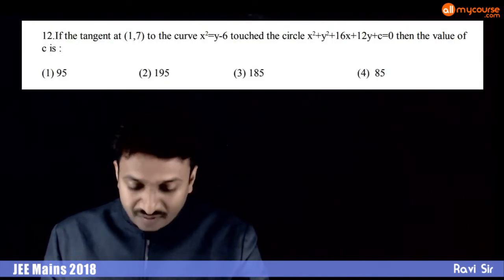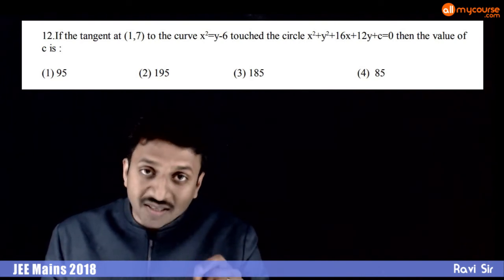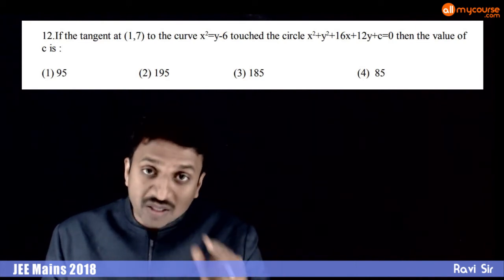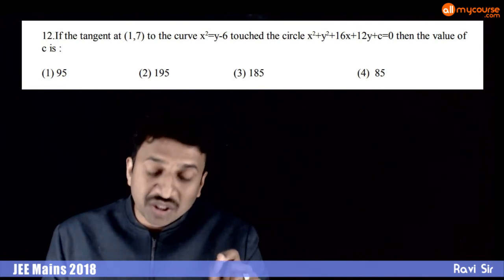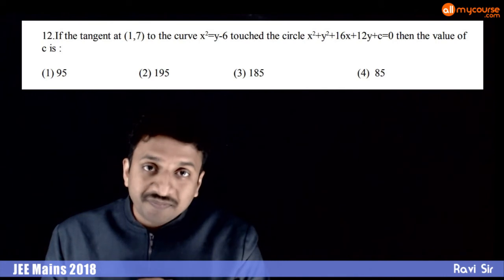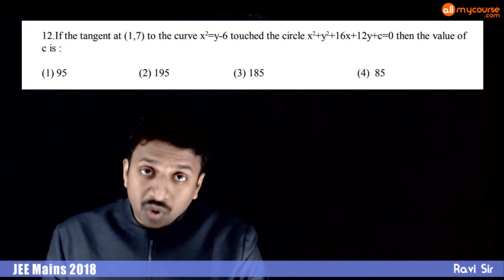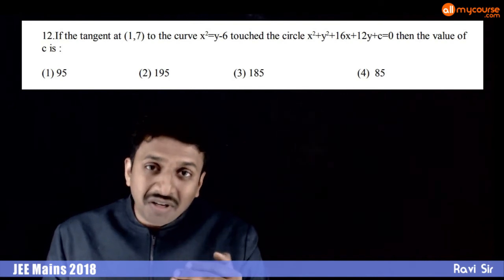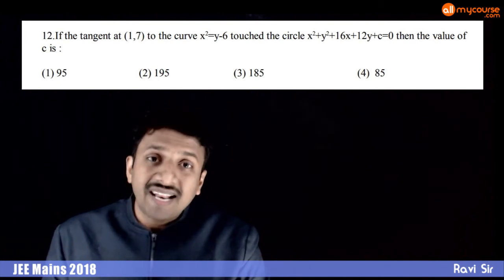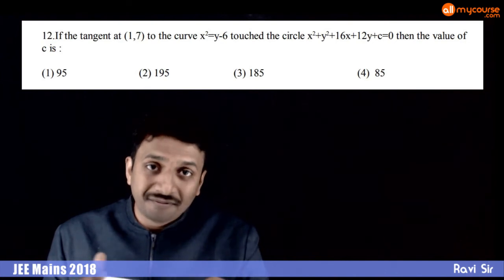Next, question number 12. If the tangent at (1, 7) to the curve x² = y − 6 touches the circle x² + y² + 16x + 12y + c = 0, what is the value of c? You need to find the tangent to the curve at this point, and equate the distance from the center to the radius of the circle. The answer here is 95.